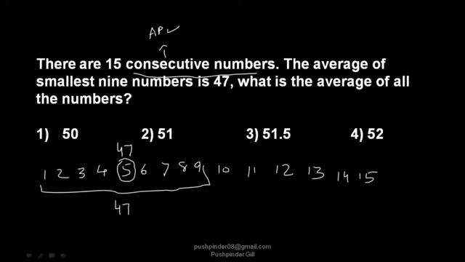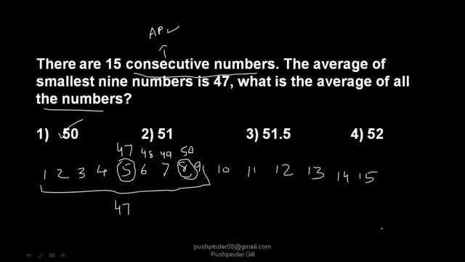And what is the question asking you? The question is asking what is the average of all the numbers. So how many numbers are there? 15. Which is the middle number? The 8th number, 1 plus 15 by 2. So if this is 47, this would be 48, this would be 49, and that would be 50. Easy? Yes, so easy. Let me just take a quick recap.